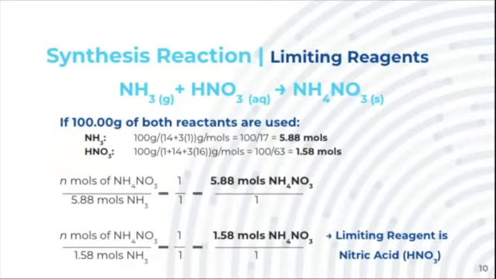So if ammonia and nitric acid make ammonium nitrate, let's determine what the limiting reagent in this reaction is. The limiting reagent is the reactant that will be used up first, and therefore limit or complete the reaction. In our case, if 100 grams of both ammonia and nitric acid were used, it is found that nitric acid will be the limiting reagent, meaning this substance will control the amount of ammonium nitrate that is produced.